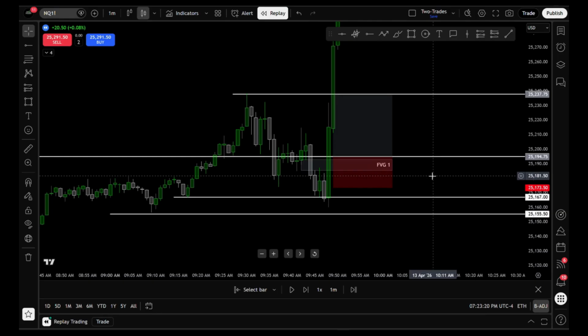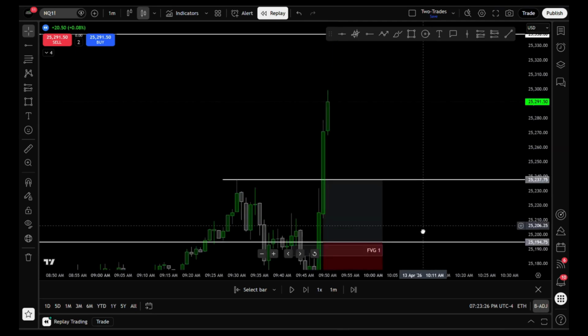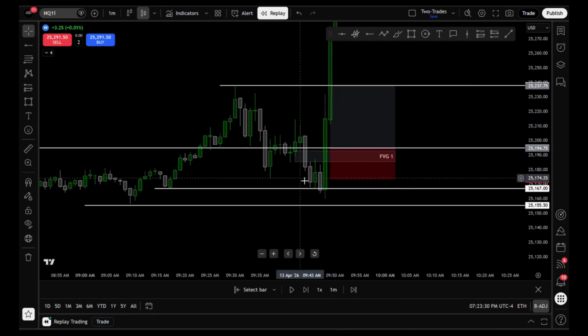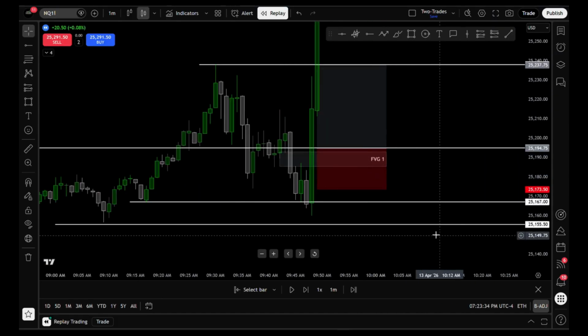You have actually 3 steps if you want to use a bias. You have your bullish bias, which I did because I have my draw on liquidity up here, and then we have our sweep of liquidity, and then we also have our inverse fair value gap, and that's it.